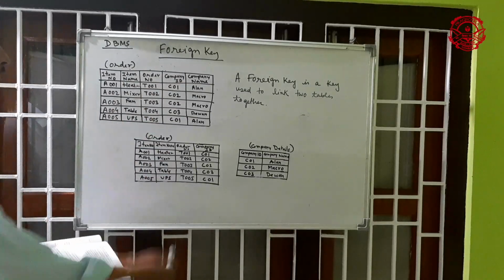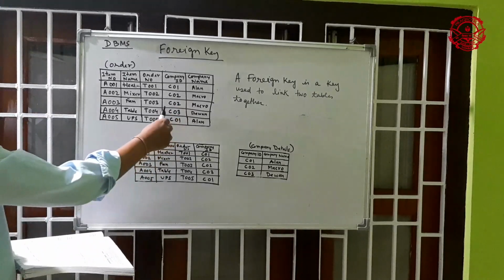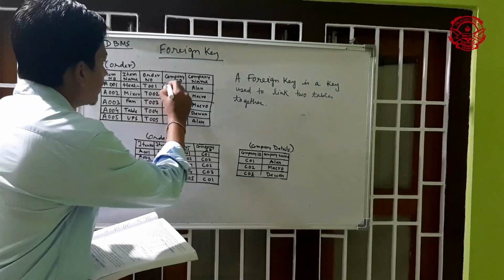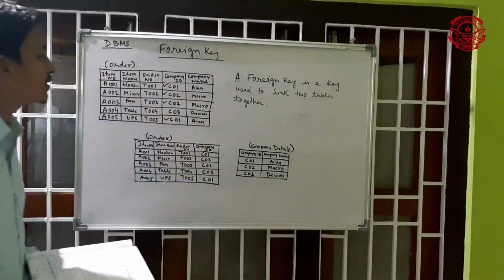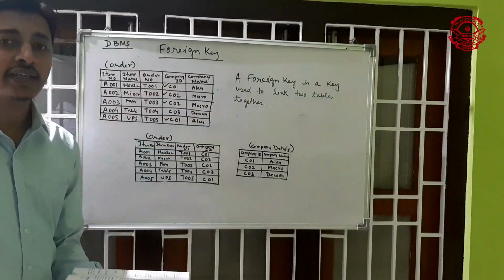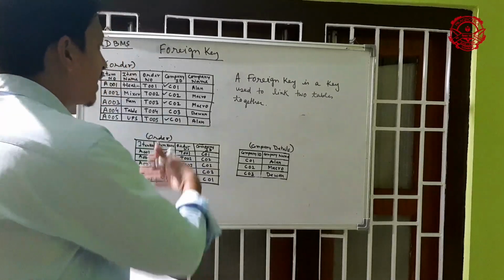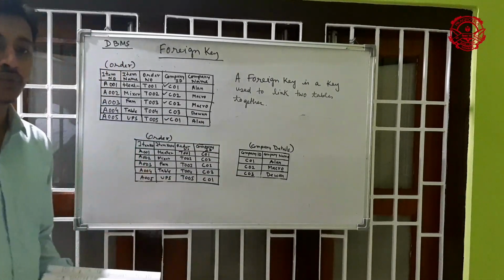Now you can see in the company ID column C01, C02 and C02 again repeated, C03 and C01. These values are repeated again and again, so it is a big problem for the company that stores this information. For this reason we have a solution to this problem.